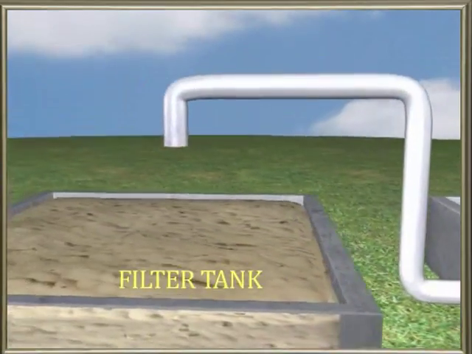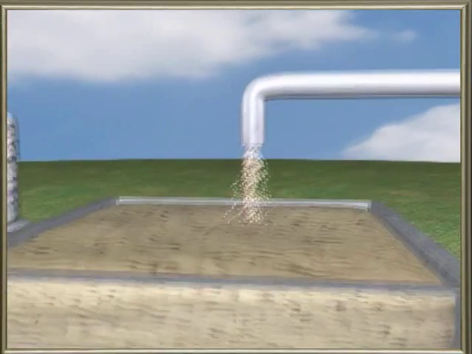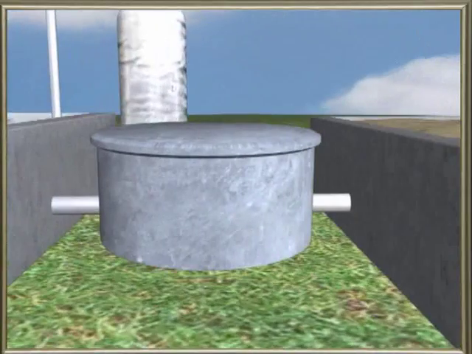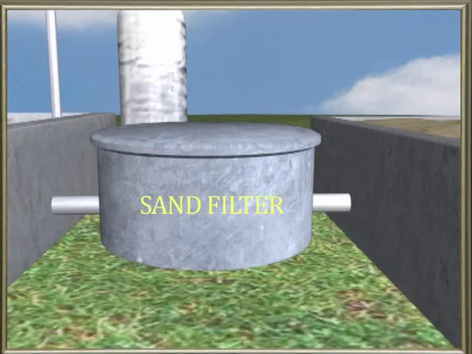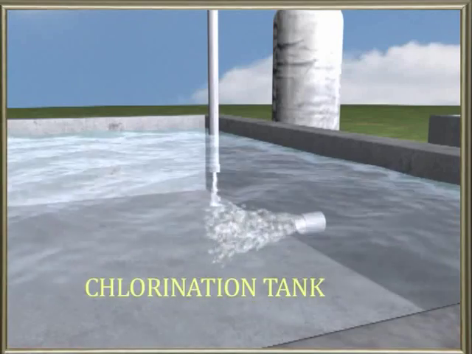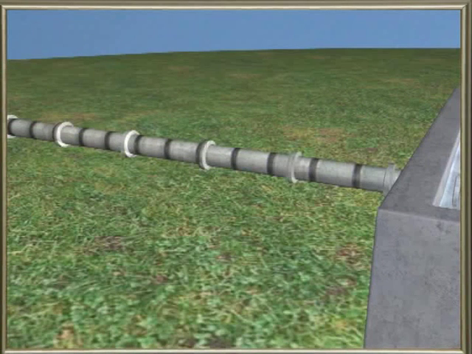From the sedimentation tank, the water is sent to a filter tank to pass through a thick layer of fine sand. The insoluble particles of water settle down on the layer of sand. After this, the water is passed through the sand filter into a tank. Here, water is treated with chlorine to kill the germs. Finally, the purified water is supplied to us for drinking purposes.